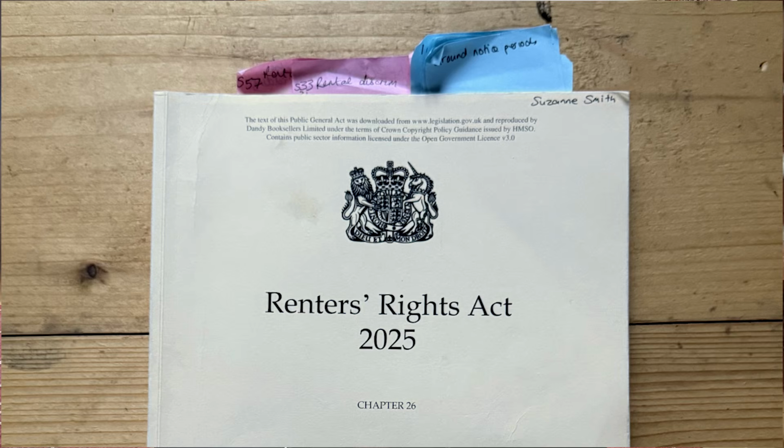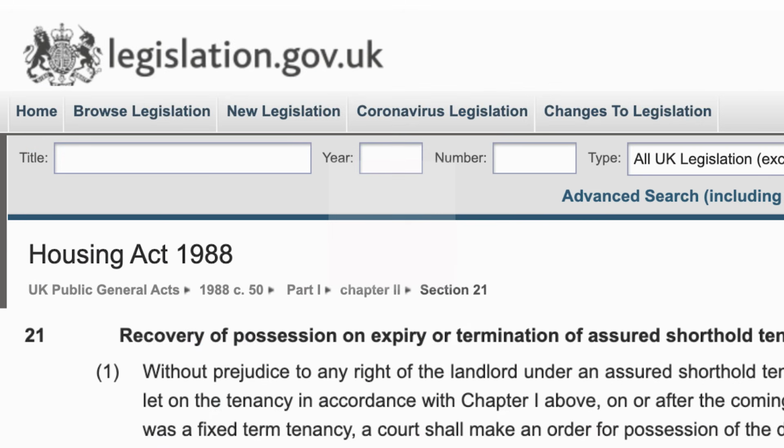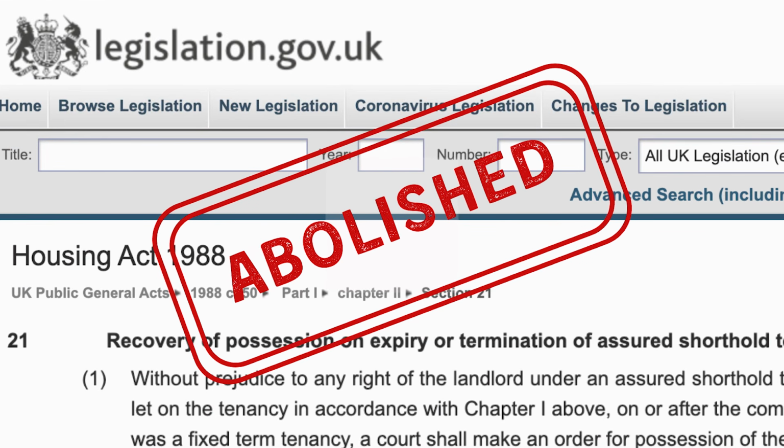Now that the Renters' Rights Act is in force, if you're a landlord, do you know what you need to do to evict a tenant and to get your property back? Well, you can't use the Section 21 no-fault evictions process anymore. It's not only a lot more complicated now, but the local authority can impose significant civil penalties on a landlord if they break the rules.